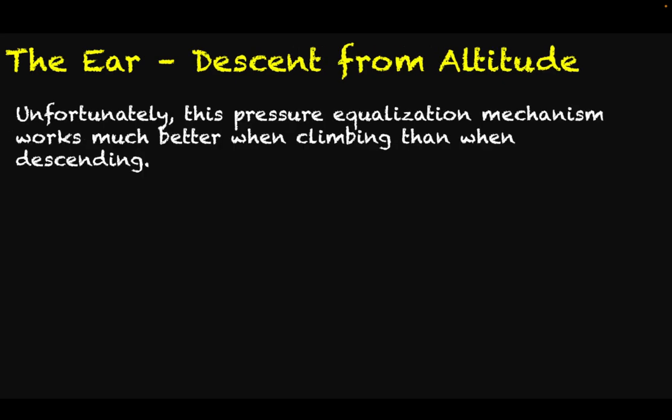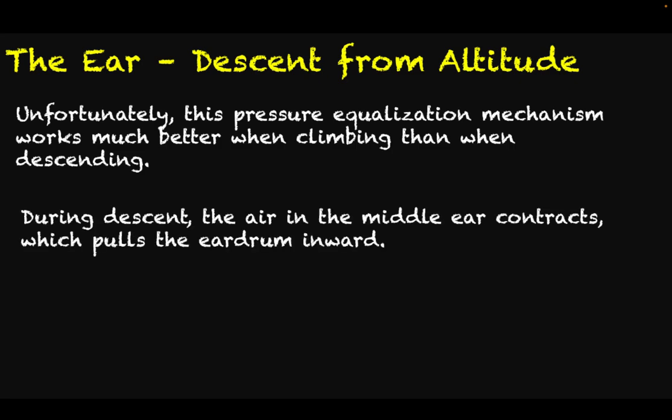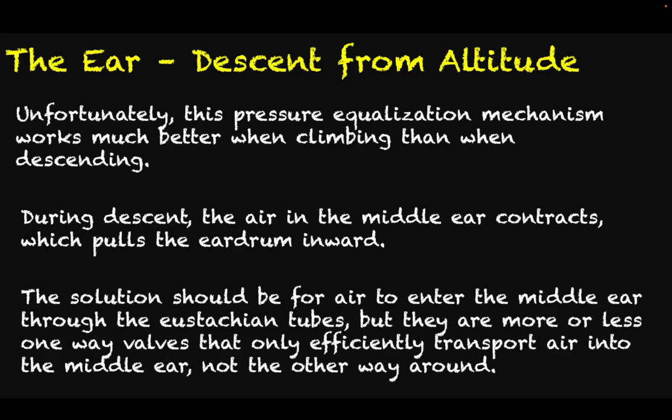Now, unfortunately, this pressure equalization mechanism doesn't really work all that well when you're descending from altitude. And the reason for that is because the air in the middle ear this time, when you start to build the pressure back up outside the body when you descend from altitude, that air in the middle ear is going to contract, which is going to act kind of like a vacuum that's going to pull the eardrum inward. So the solution here to get the eardrum back into its correct configuration should be for air to enter the middle ear through the eustachian tubes.